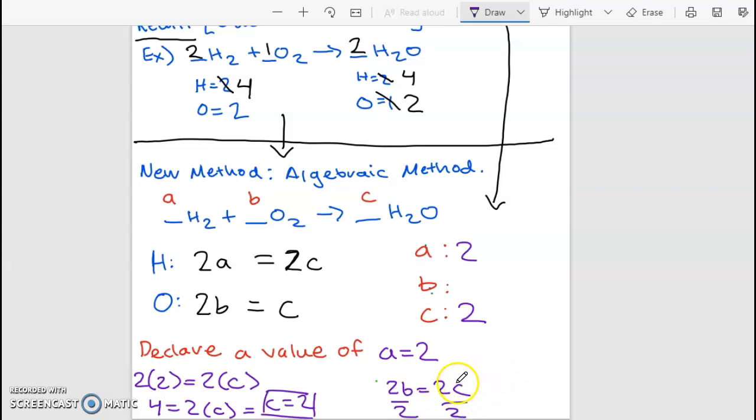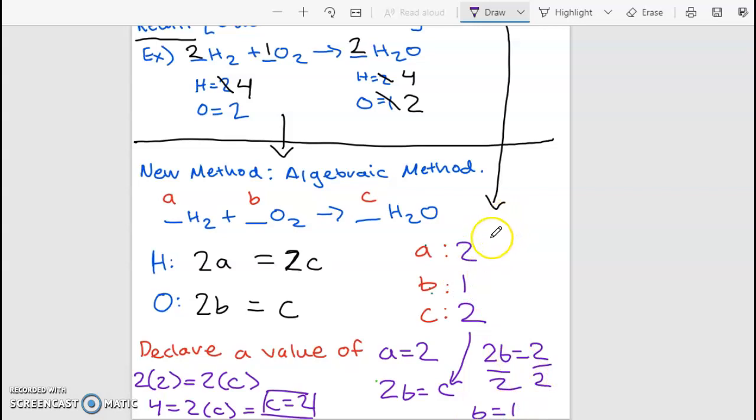Oh, no, I'm so sorry. Please ignore that. That's incorrect. What I meant to say was that 2b is equal to c, right? And what did we say c was? We said c was equal to 2. So 2b is equal to 2. Divide by 2 both sides. You get b is equal to 1.